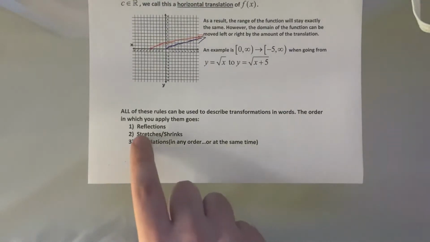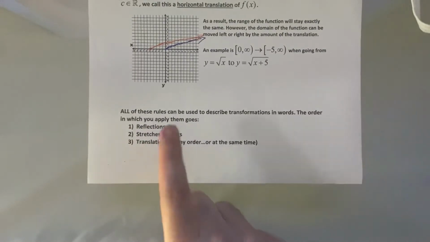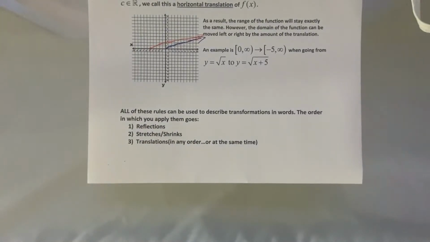So I generally tell people to do reflections first, talk about what kind of reflection it is, talk about the stretches or shrinks, and then talk about the translations. So let's look at a few problems.